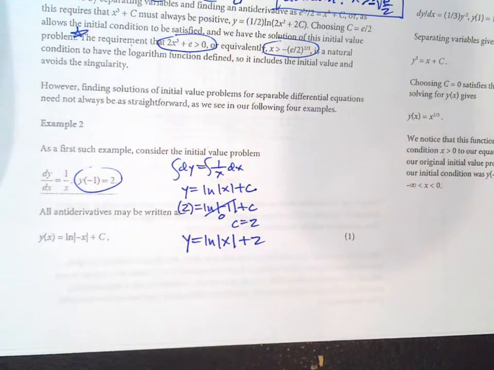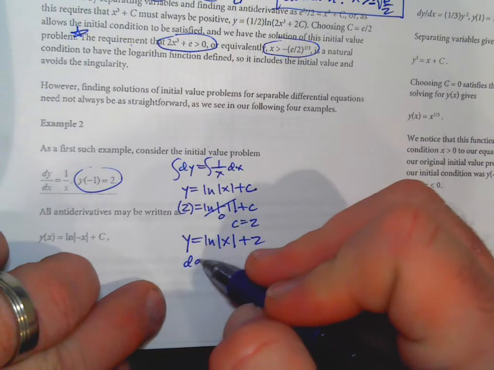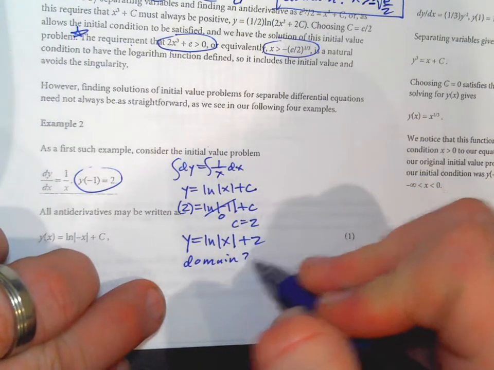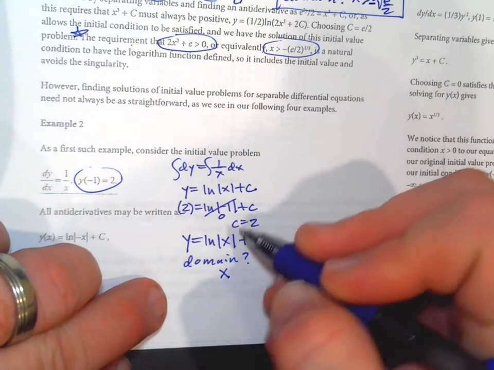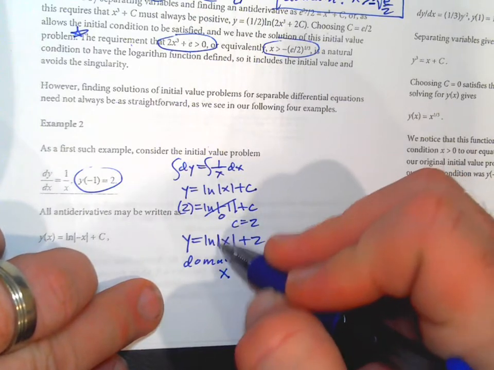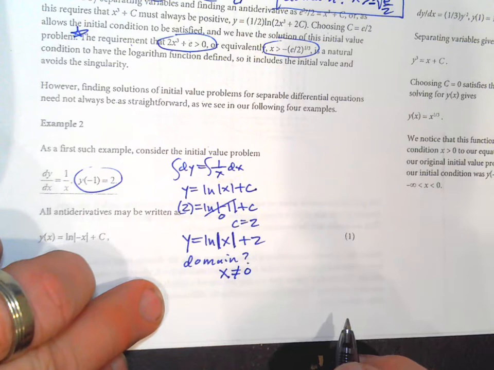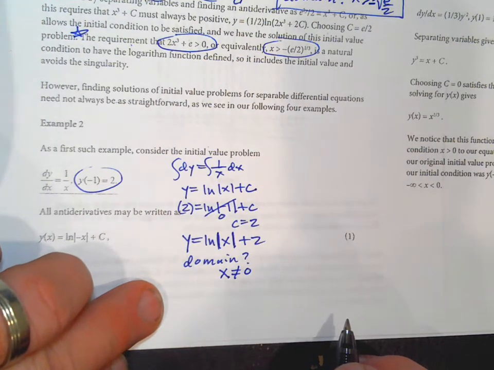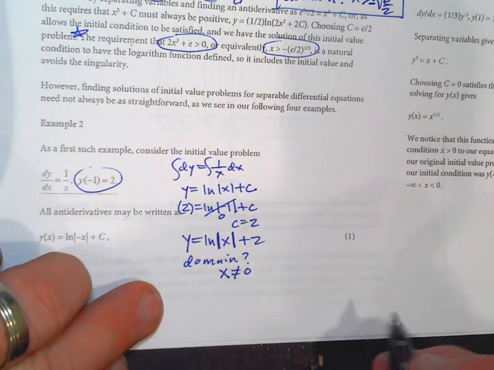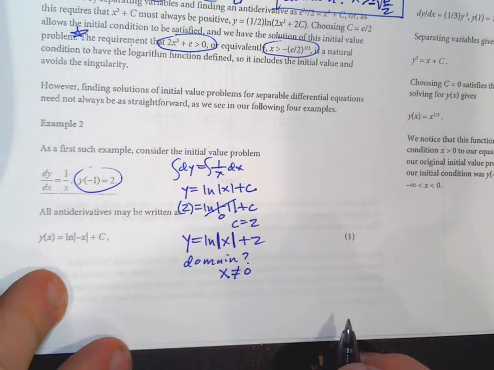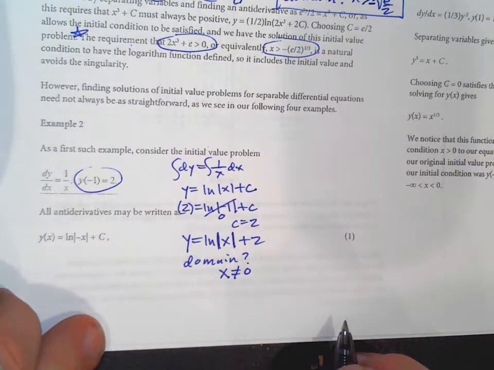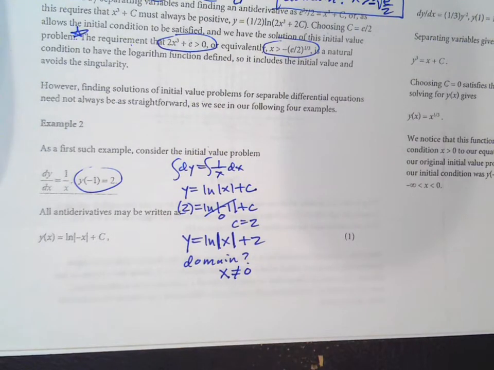So that's our solution. Now, as far as domain issues, x doesn't have to be greater than 0 because of the absolute value. X cannot equal 0. That's the one condition. X cannot equal 0. It's a vertical asymptote. But let's see.